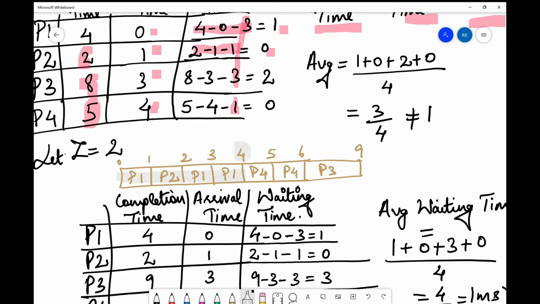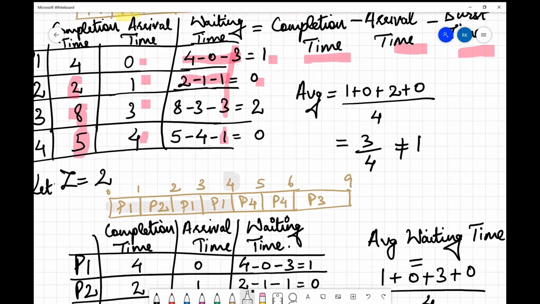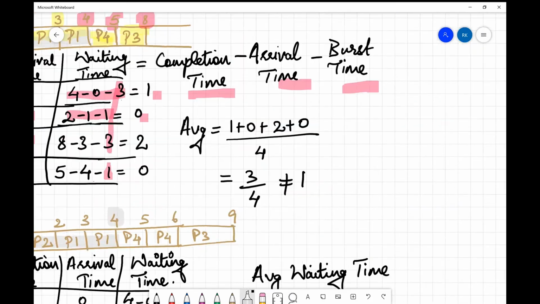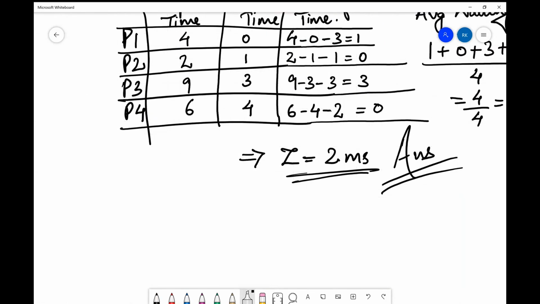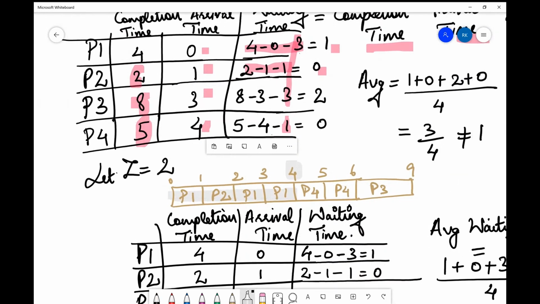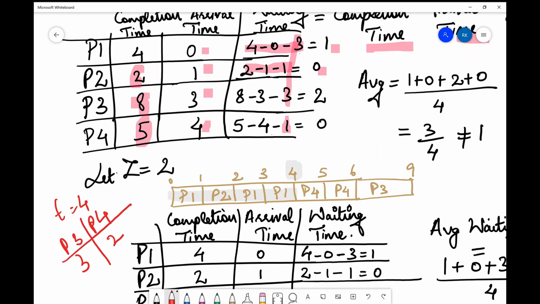Now at t equals to 4 with z equals to 2, P4 has 2 units to be executed. Okay, so let's write it over here. At t equals to 4, we are only left with P3 and P4. P3 has 3 units to be executed, P4 has 2 units to be executed. Clearly, P4's is less. So therefore, we'll schedule P4 first and then P3.